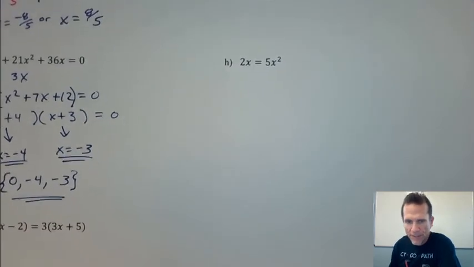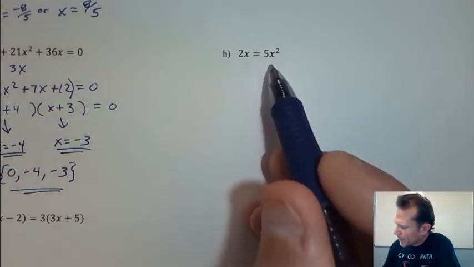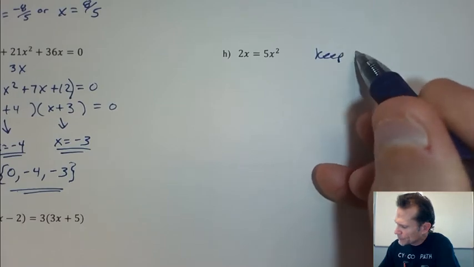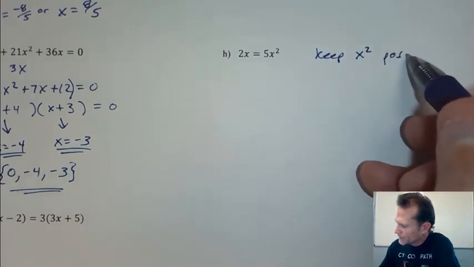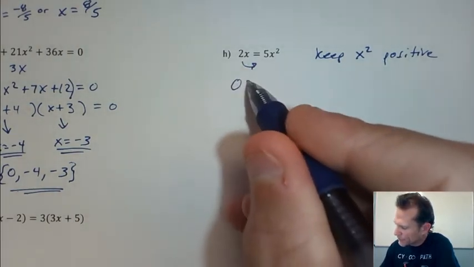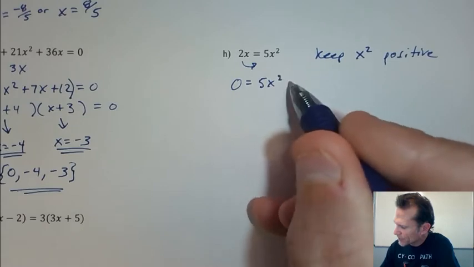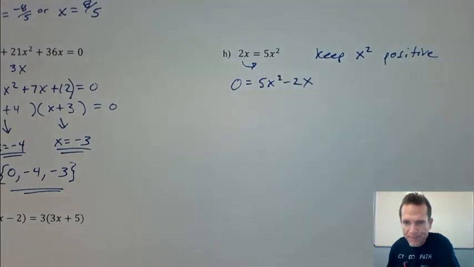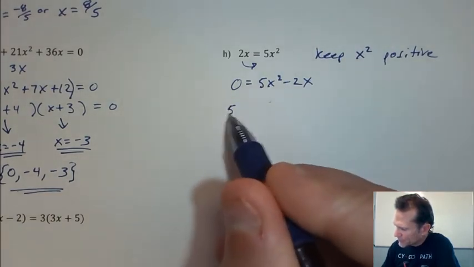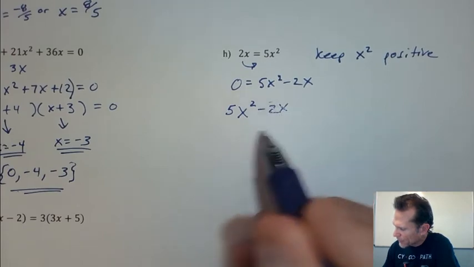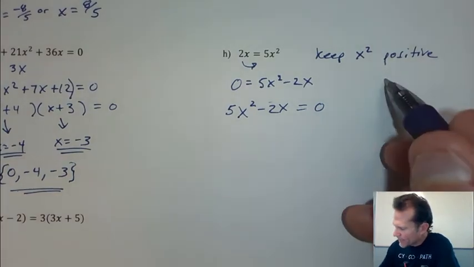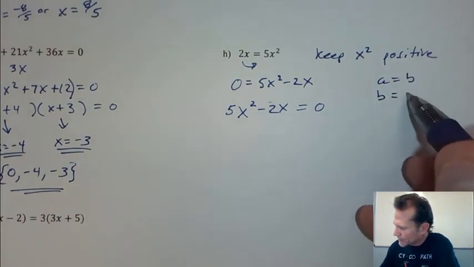All right, looking at this h here, I'd like to keep my x squared term positive. So I would probably move this 2x over to the right side, and I'd have 0 equals 5x squared minus 2x. Right? So if you don't like that, you can reverse this to say 5x squared minus 2x equals 0. Okay? Because you know that if you have a equals b, you can reverse that and say b equals a.